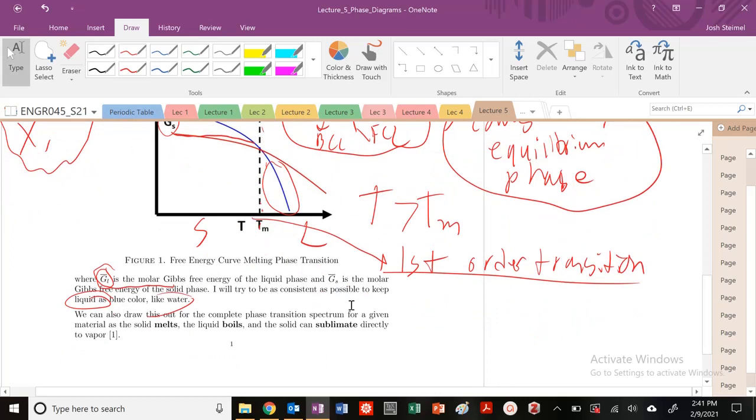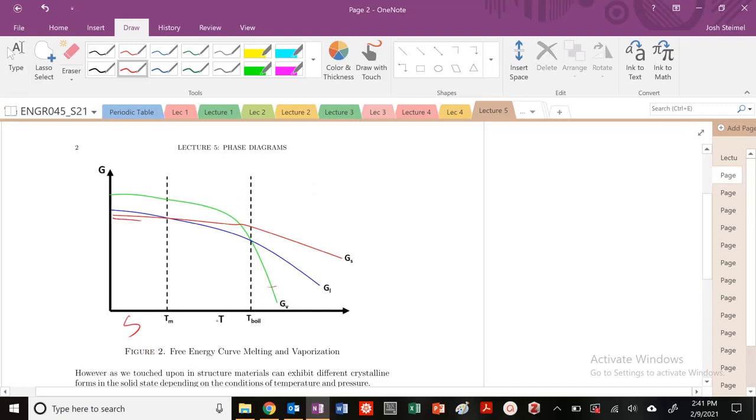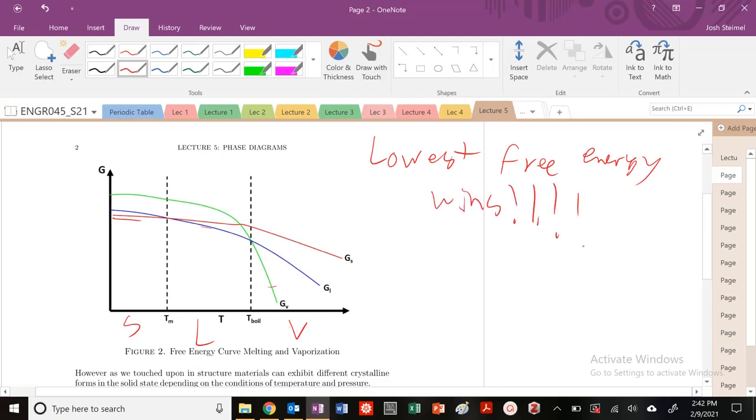But we can do the exact same thing and draw out this phase diagram for the complete spectrum. When a solid melts, a liquid boils, or solids can sublimate directly to vapor. You can see on the next page how it would look if we keep going up in temperature. Below here, we should be solid. Why? Lowest free energy. Between here and here, what are we? Liquid, and then finally vapor on this side. The key thing about this lecture, the one statement, is this: lowest free energy wins. That's what this is all about.